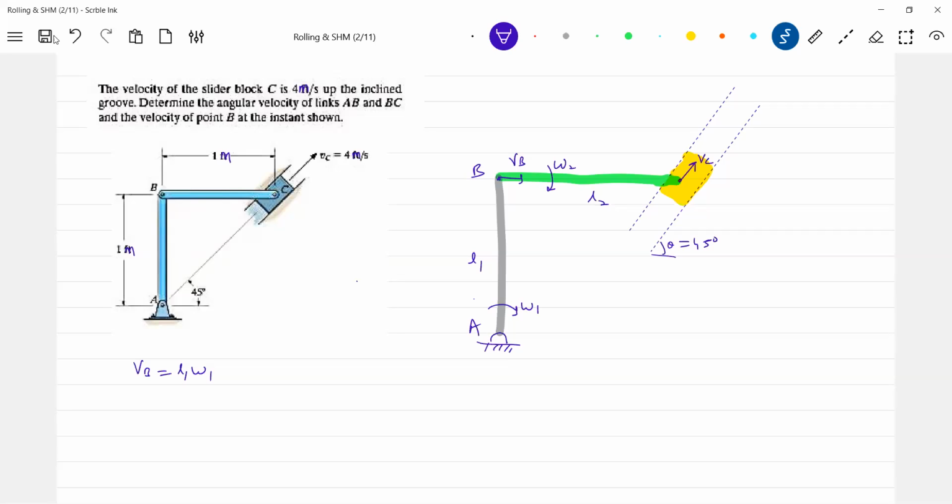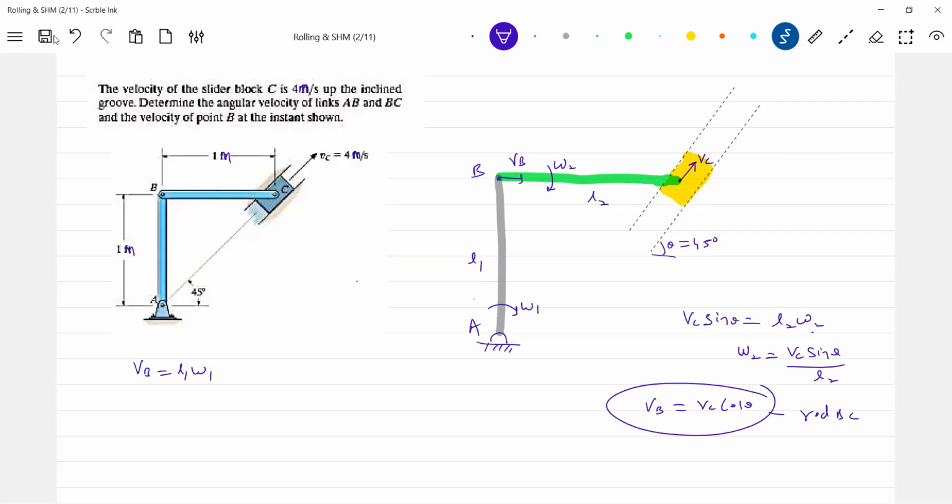We know VC. So can we get omega 2? VC sine theta, this is theta, no? VC sine theta should be equal to L2 omega 2. From that I'll get omega 2. Then how to get the velocity of point B? VB equals VC cos theta. This is for rod BC.